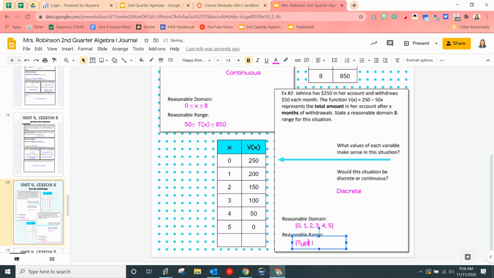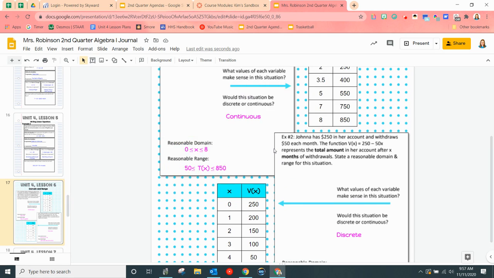So what are my possible Y values? Well, at 0, she has $250 in her account. So that's one that it could be. 200 is a possible balance of her account. 150 is a possible balance. 150 and then 0. That's it. Then she's done. There are no more possible values for her account. So this is what we mean when we talk about reasonable domain and range. Reasonable means it needs to make sense.